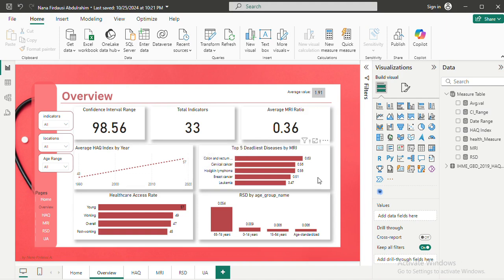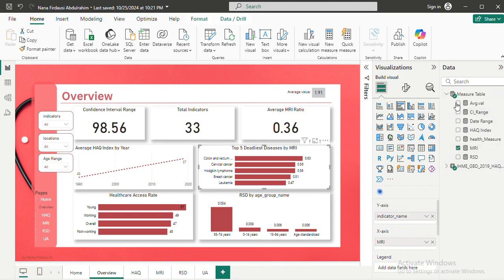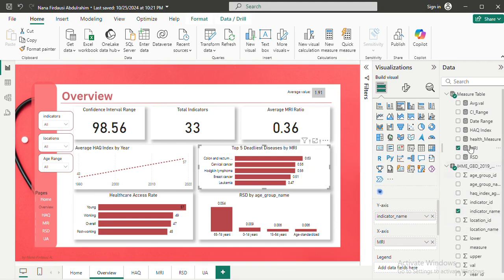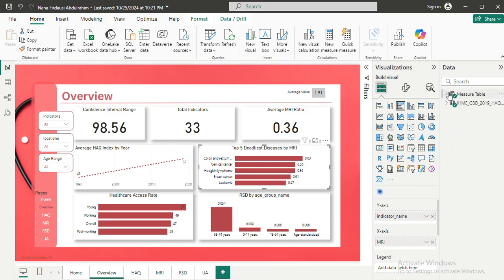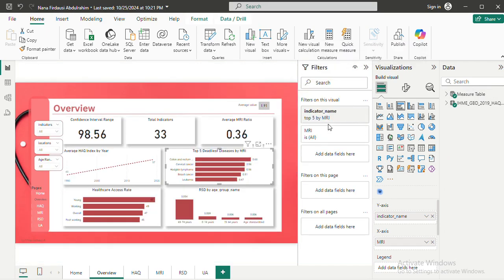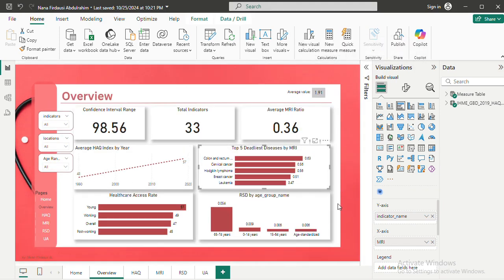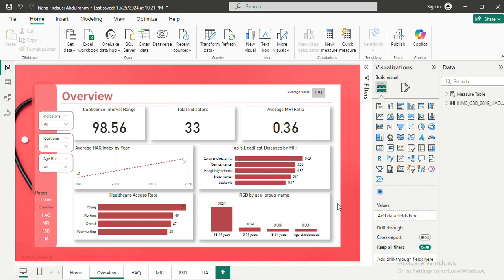So from here, I went to find the top 5 deadliest diseases by MRI. I used the average MRI measure here and then the diseases here to find the top 5. And then I used the filter to find the top 5 diseases by MRI. That's the deadliest diseases, the diseases that have a high mortality rate, that have a high death rate. You can see from here there is colon and rectum cancer, and there's cervical cancer and the rest.